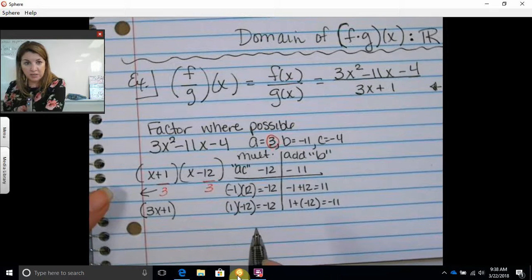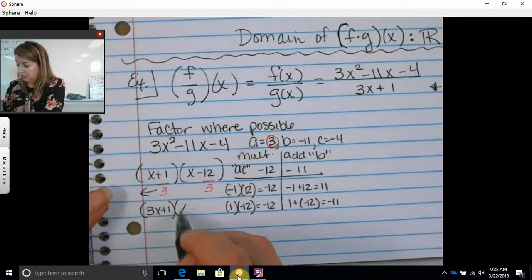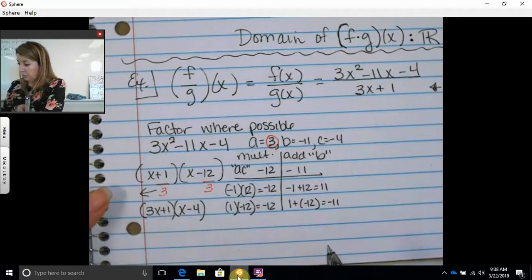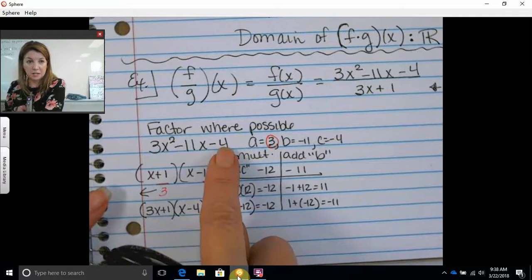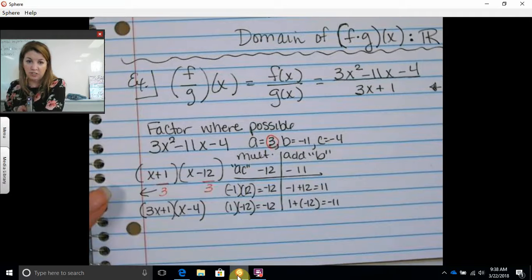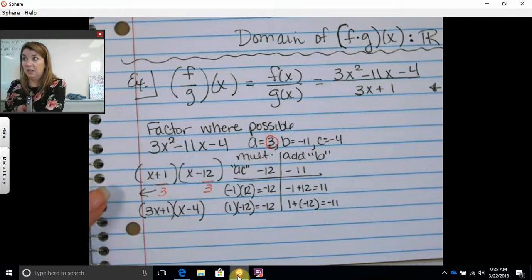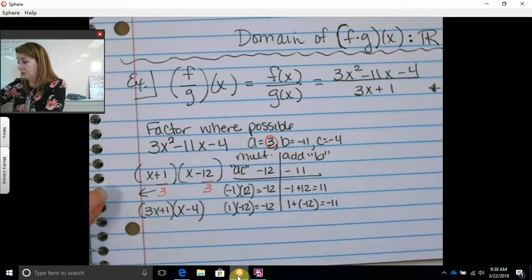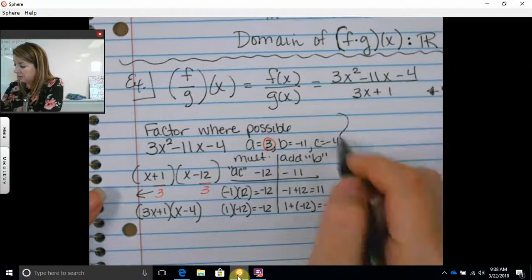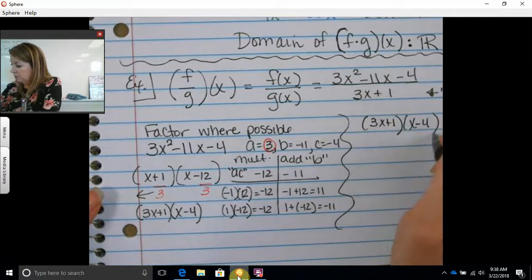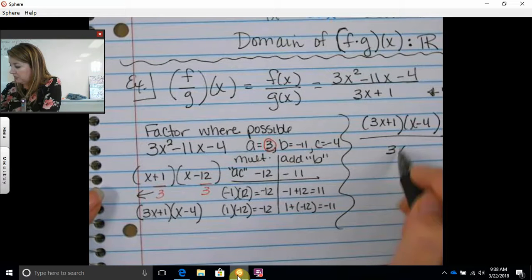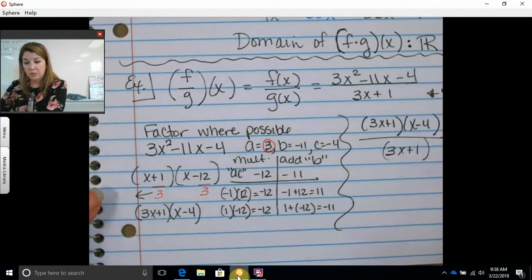x minus 12/3, divide or slide? Divide, because it divides evenly. What's my new factor? x minus 4. Quick check: first term times first term gives me my first term. Last term times last term gives me my last term. I did not completely check it, but a quick check tells me it's probably correct. I'd have to do the whole thing to know for sure. So my numerator was factored to 3x plus 1 and x minus 4. My denominator can't be factored, so we just leave it as 3x plus 1.